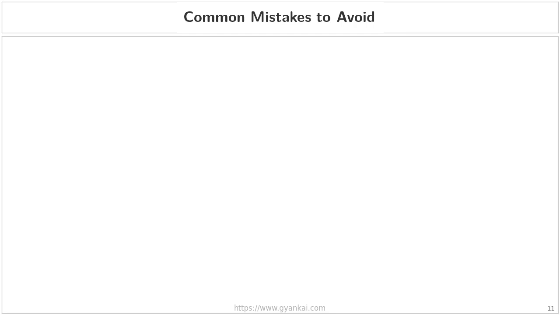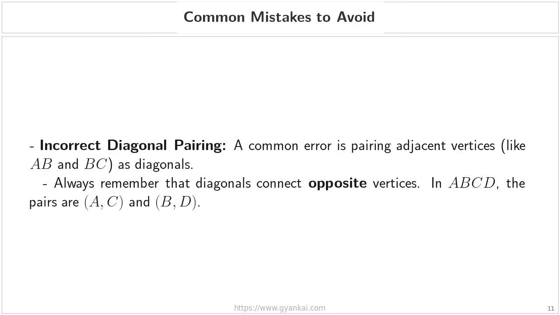Common mistakes to avoid. First, let's talk about incorrect diagonal pairing. A very common error is accidentally pairing adjacent vertices, for instance, treating the line segment from A to B or B to C as a diagonal. Please, always remember that diagonals must connect opposite vertices. In a parallelogram labeled ABCD, your diagonal pairs must be A with C and B with D.